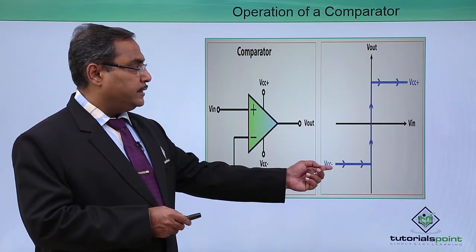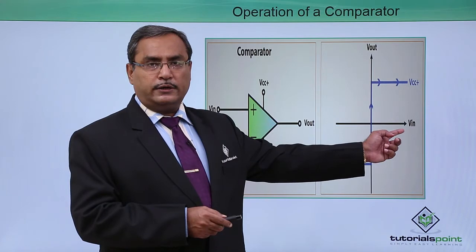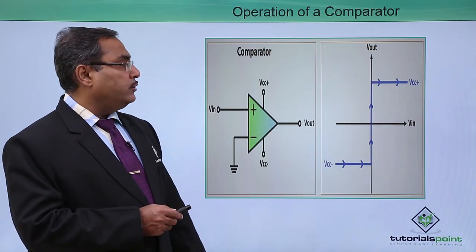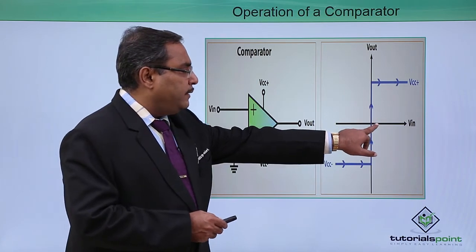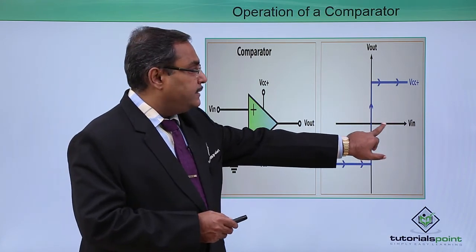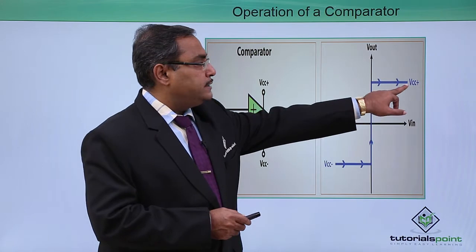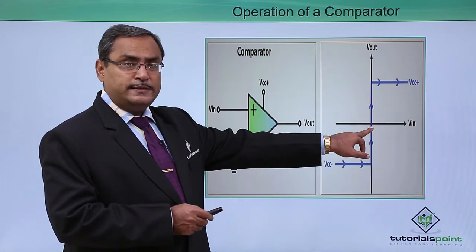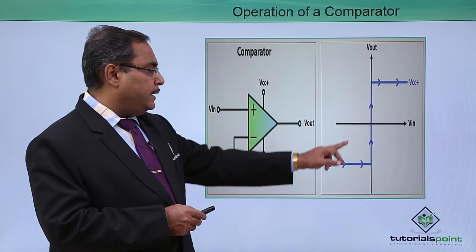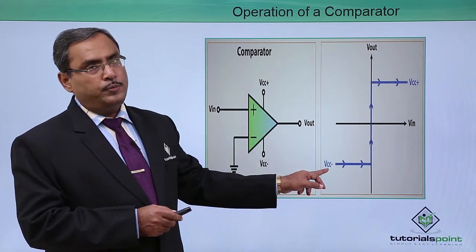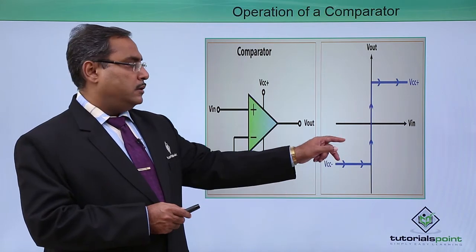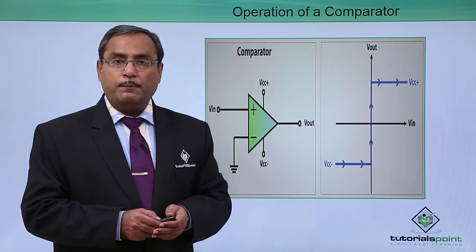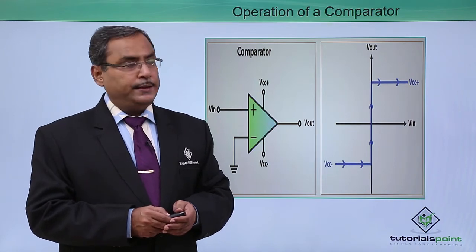We have shown it here. So along the x-axis, we have plotted Vin. Along the y-axis, we have plotted our Vout. So now what will happen? When the Vin is getting positive, then the Vout is VCC plus. But when this Vin is getting negative, this is my zero, then VCC minus will be the output of the circuit. So in this way, the operation of a comparator has been explained.